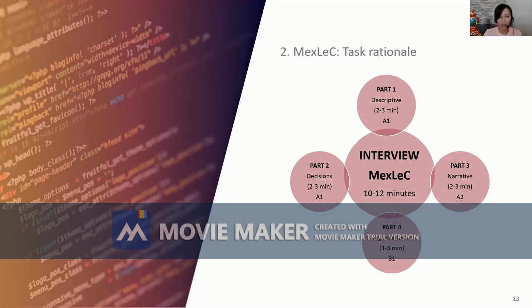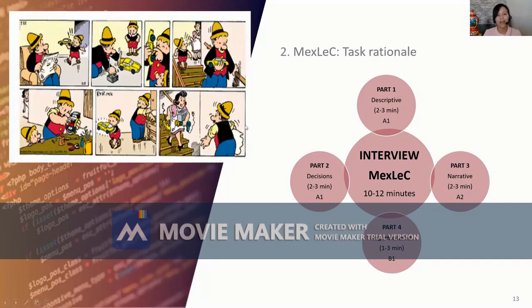So they have a sequence of images, and they have to create a story, and they have 2 minutes more or less, and this is suitable for the levels A2 and higher. And finally, we've got part 4 that we haven't applied because we don't have this level yet. And these are argumentative questions in which you have to set your point and support your answer.